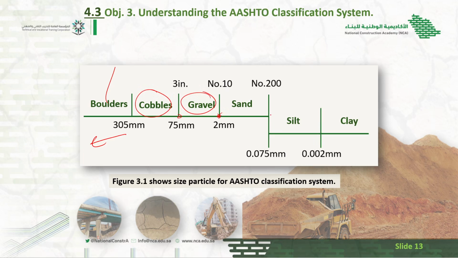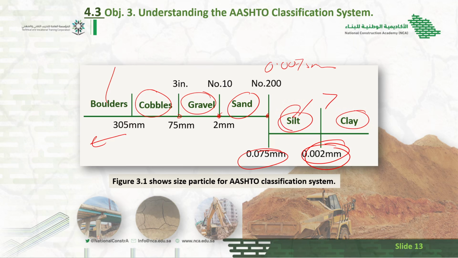If it is between 2 mm and sieve number 200, which is 0.075 mm, it is called sand. If it is between 0.075 and 0.02, it is silt. If it is less than 0.02 mm, it is called clay.